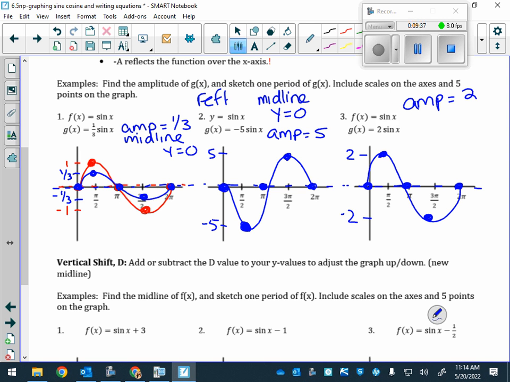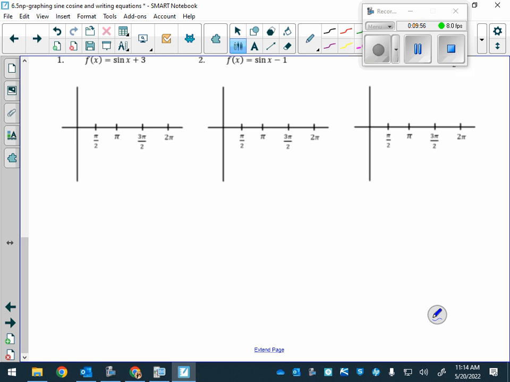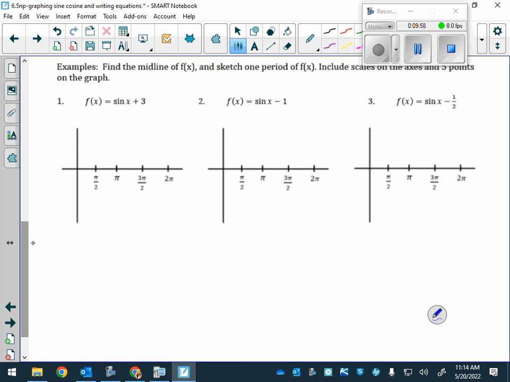Okay, so those first 3 graphs just focused on the amplitude. Very straightforward. It goes through the stretch or the compression or even reflection. So now we're going to look at moving our graph up or down, which means your midline is changing. So the center of the graph is moving either up or down. So if we look at number 1, what is my new midline? 3, okay? This is my midline of 3. So that's what I'm going to graph first.